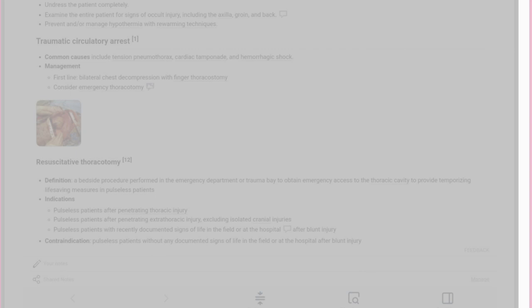Secondary survey. The secondary survey is performed after the patient is stabilized, and it involves a thorough history and physical examination as well as diagnostic testing to identify other injuries.